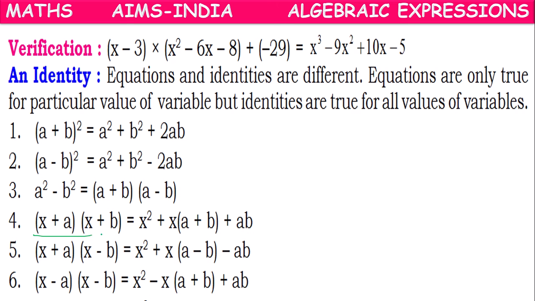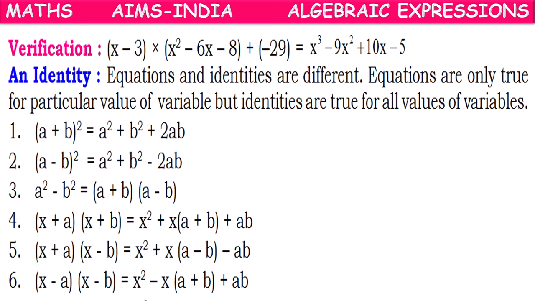Next, (x plus a) into (x minus b). So x into x, x square will come, a into b, ab will come, but in the middle, x into b, xb, x into a, xa, two x terms will be there. So we can take x as common, x of (a plus b) we can write. Actually, binomial times binomial, 4 terms should come in the multiplication, but x into b and a into x are common in 2 terms, so we can take x common.